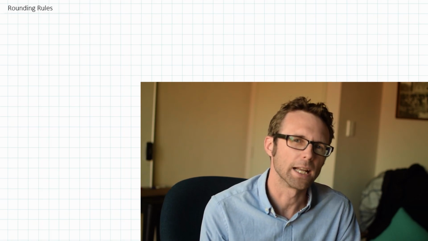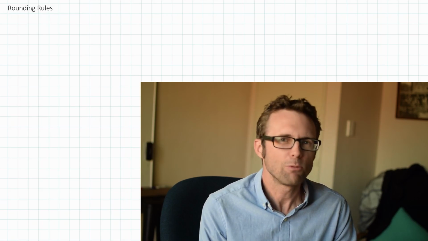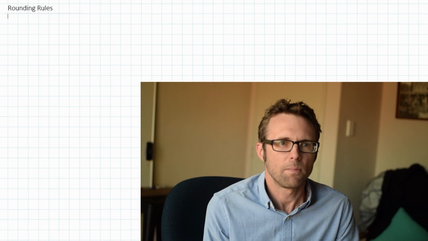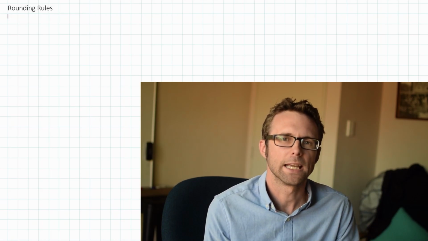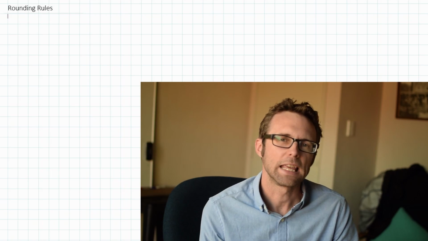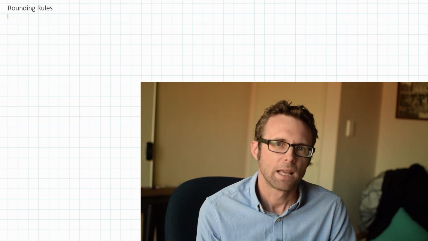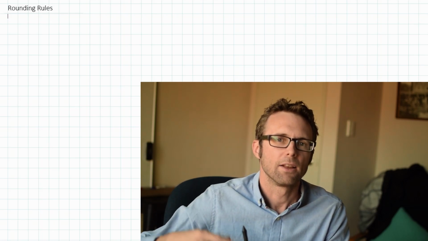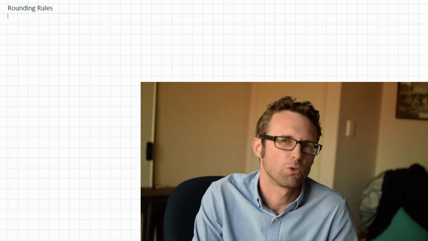The first rounding rule that we need to talk about is that you should use unrounded numbers in your working. Only round at the end. If you start rounding in the middle of your working, your final answer will not be entirely accurate. So don't round each individual part of your working, just round at the end. That's the first rule that you should be aware of.